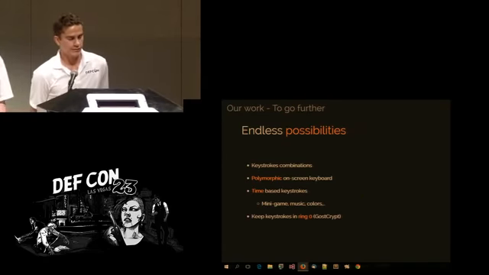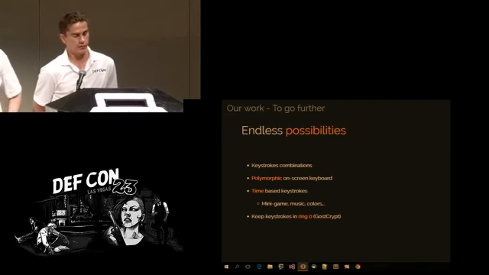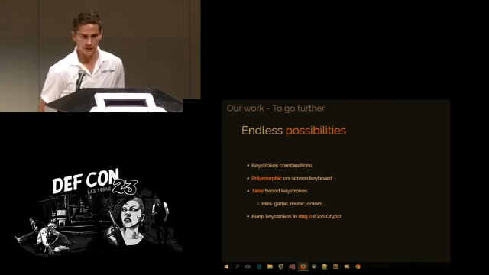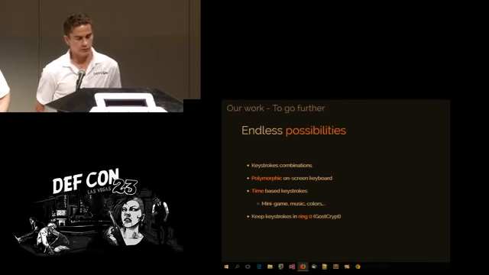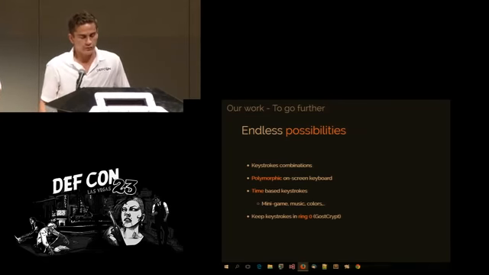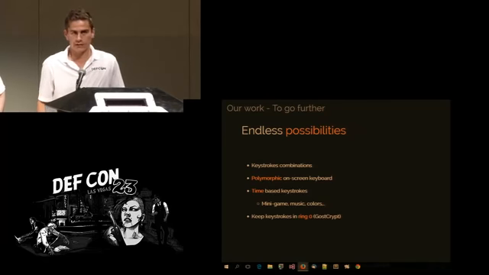So now, here are some ideas we had to hack the protection system and to improve it. For instance, keystroke combinations. When the user types twice an A, it would give an A, or Control A gives an A, or whatever the user wants.